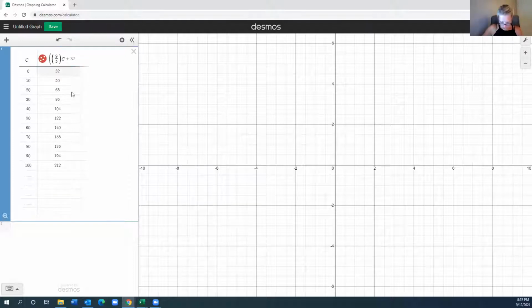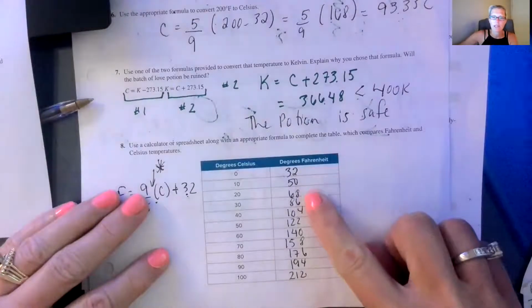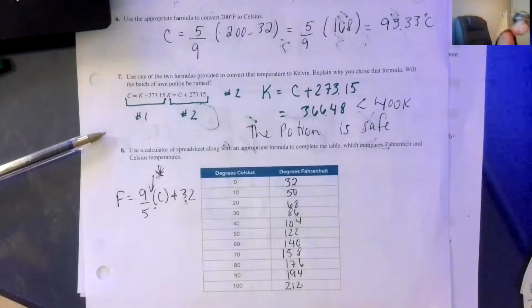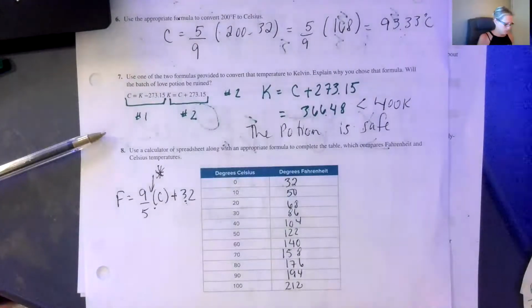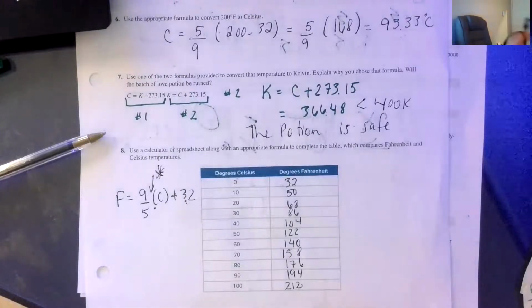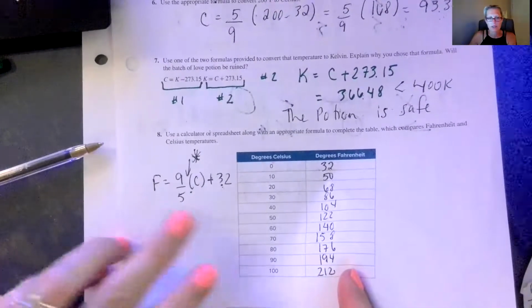And it actually gives us the values for the Fahrenheit. And so you're going to want to put those in your table, just like I did here, from Desmos: 30 to 50 to 68, and so on. So I'll let you take a minute to do that. Okay. So that's good to get used to using Desmos for tables.